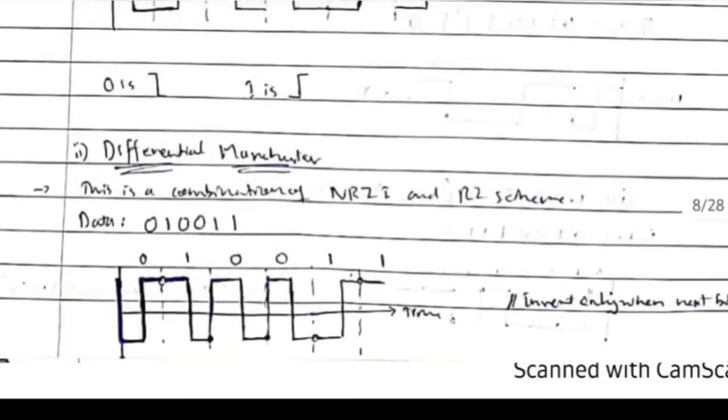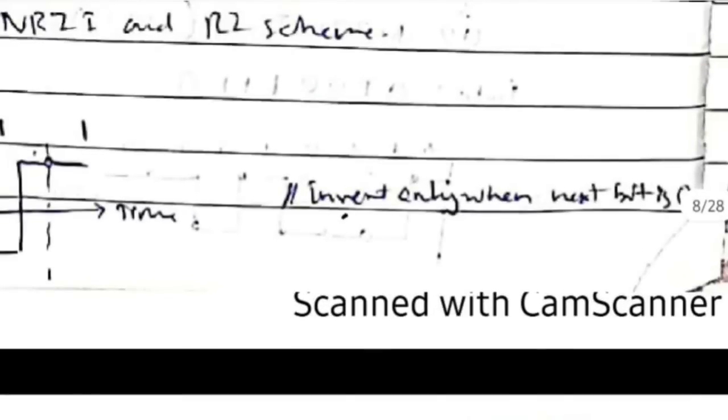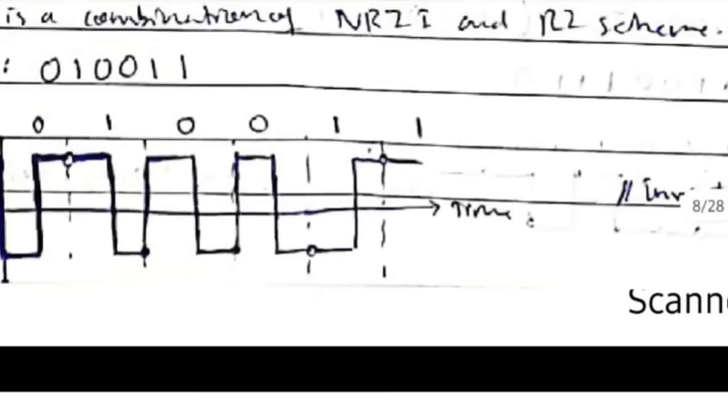Similarly, we have the next one, which is differential Manchester. It is the combination of NRZI and RZ scheme. Okay. So here what we do is invert only when the next bit is 0. In the previous one what we did, invert only when the next bit is 1. Here we will be inverting when the next bit is 0.